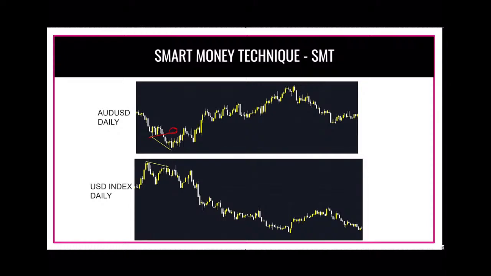US dollar index continued down and then Aussie dollar caught up. So this area right here, any one of these daily candlesticks you could have gotten in on and taken a monstrous long position. This divergence right here, when comparing whatever Forex pair you're looking at in correlation to the US dollar index, when you find divergences in between those two, that is the smart money technique. The smart money technique is simply using divergences to get into a nice, good trade setup.